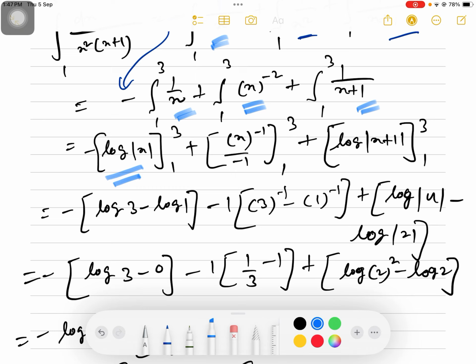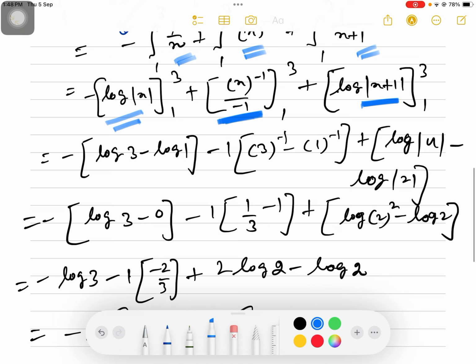Now see, the integration of 1 by x is log x only, so I wrote log x. Then x power minus 2, put the power formula from integration: the integration of x power n will be x power n plus 1 by n plus 1. So minus 2 plus 1, down also minus 2 plus 1, so you'll get x power minus 1 by minus 1. And then 1 by x plus 1 is log of x plus 1 only. Now put the limits. Okay, we got our answer, we integrated.